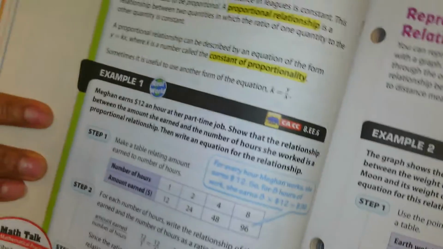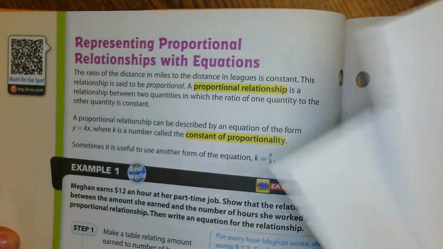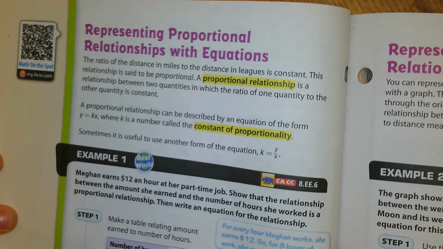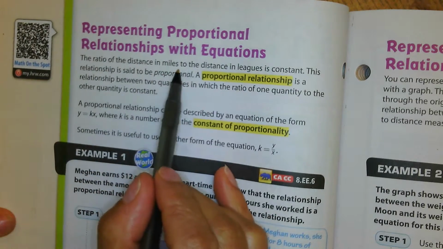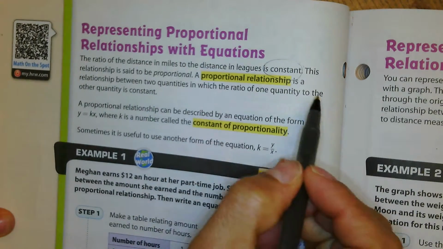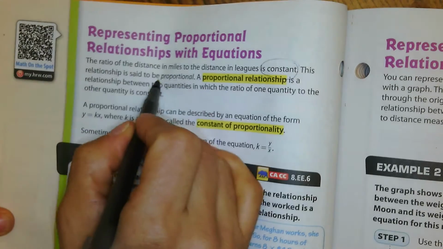Next thing, and this you learned also in seventh grade. It says representing proportional relationships with equations. The ratio of the distance in miles to the distance in leagues is constant. Constant means it's always the same. It was always 3. This relationship is said to be proportional.